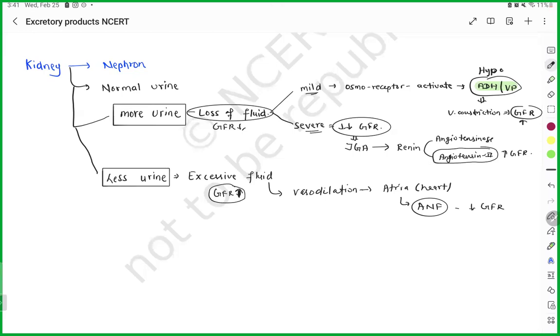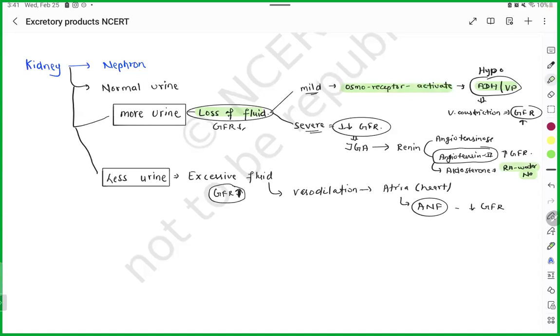Second benefit of this angiotensin 2 is it also increase aldosterone. So aldosterone will preserve more water, reabsorb more water and sodium. Because what we said, there is loss of fluid, loss of water. We want to preserve the water. How to preserve the water? Reabsorption of water and mineral.